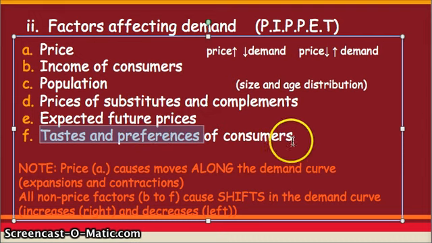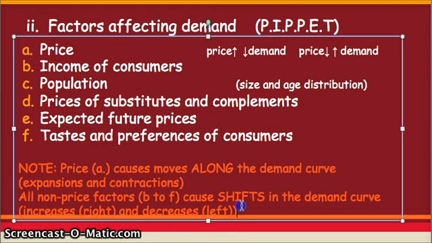But tastes and preferences of consumers also have a huge impact on demand. If something is the in thing at the moment, then demand for that product is going to go up, or increase. If there's been some bad press, or there's been some kind of issue and a particular item is now out of favor, then demand will decrease.